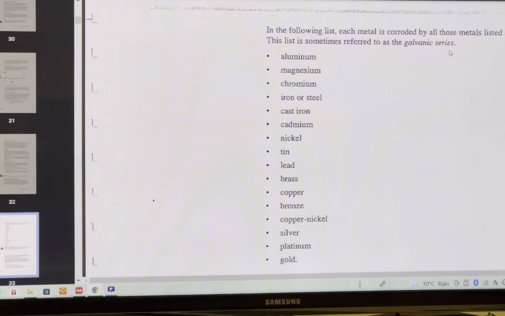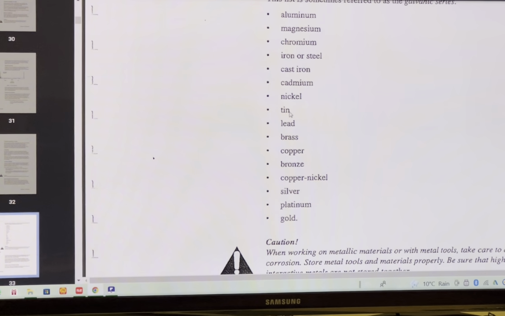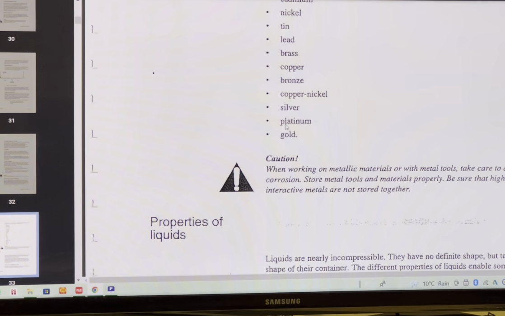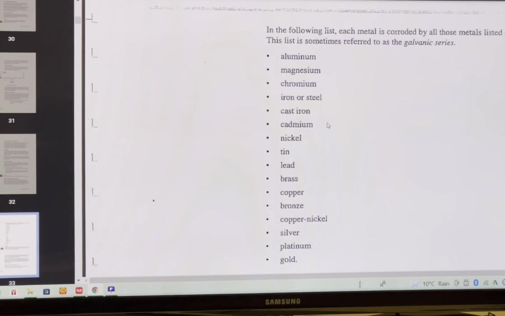Remember, this is a chemical term, the Galvanic series. Here we have aluminum, magnesium, chromium, iron or steel, cast iron, and so on. Nickel, tin, lead, brass, copper, bronze, copper, steel, platinum. That means, from up to down, here is an element or material, here is an element or material.